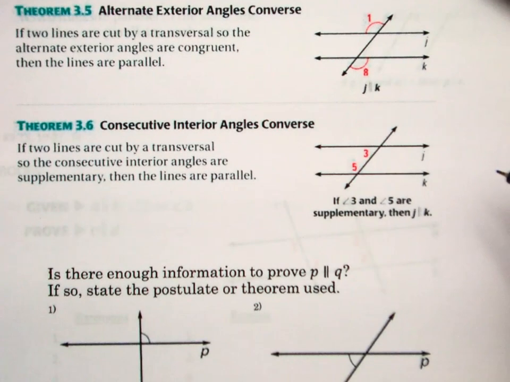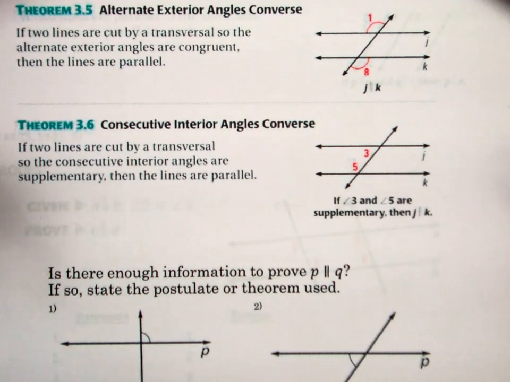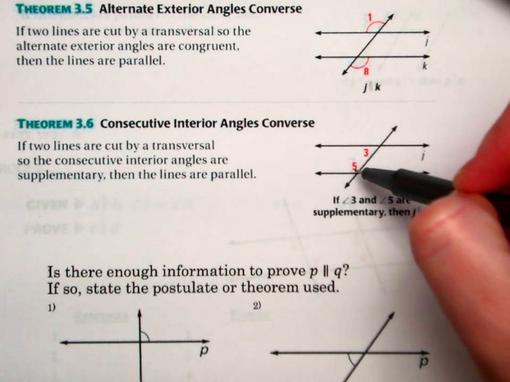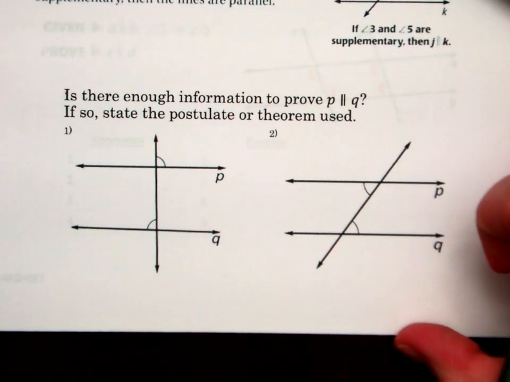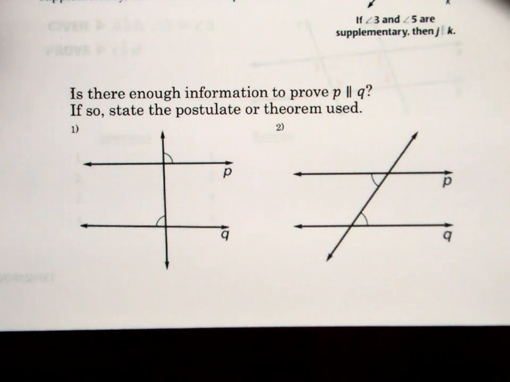And then we have the consecutive interior angles converse. If two lines are cut by a transversal so the consecutive interior angles are supplementary, then the lines are parallel. So if the sum of angle 3 and angle 5 is supplementary, then lines J and K are parallel. So in this lesson, is there enough information to prove the lines P and Q are parallel? If so, state the information.